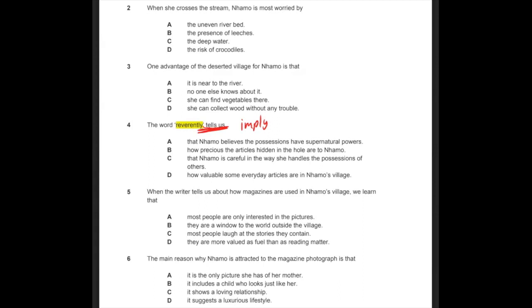So you might think, hang on, does that mean that Namo's careful the way she handles the possessions of others? Well, the reason that it's not C and the reason that the answer is actually B is 2 things. Number 1 is it's possessions of others. This is not someone else's property. This is her own property. It's things that belong to her. So that's one reason it's not C.